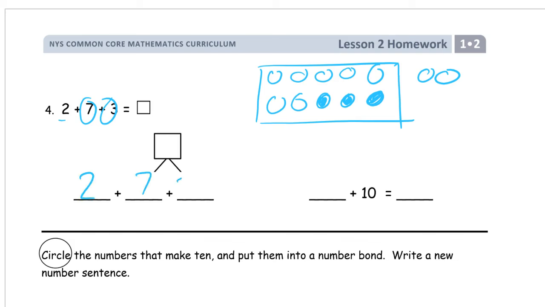The 7 and the 3. 7 and the 3 go together to make the 10. There's the 10, right? So it's still 2. Now it's 2 plus that 10. 10, 2, that's 12.